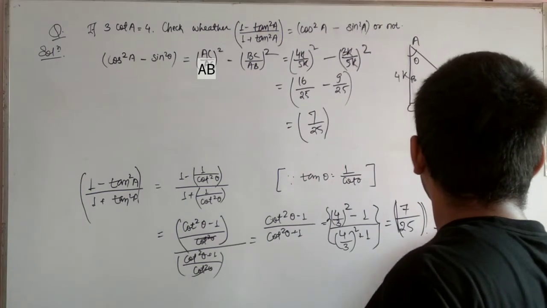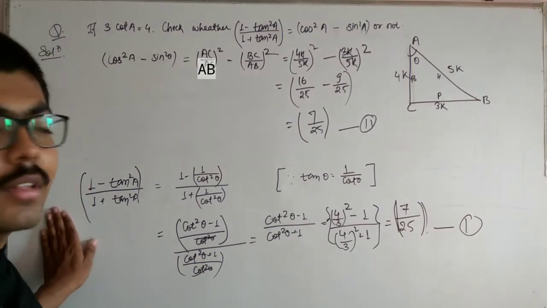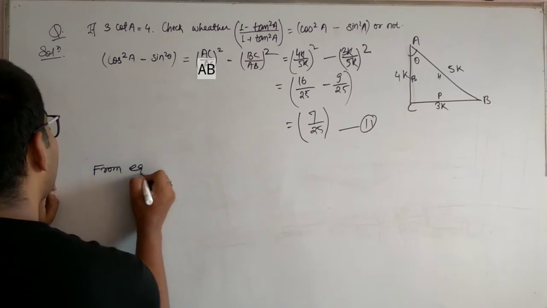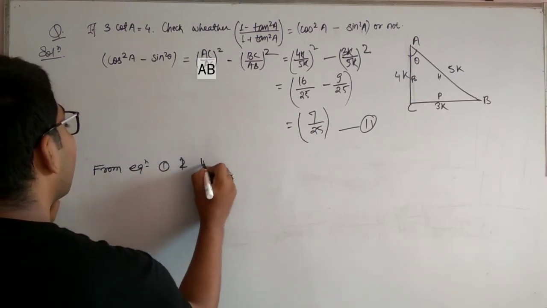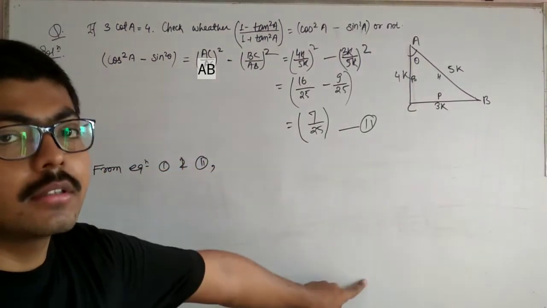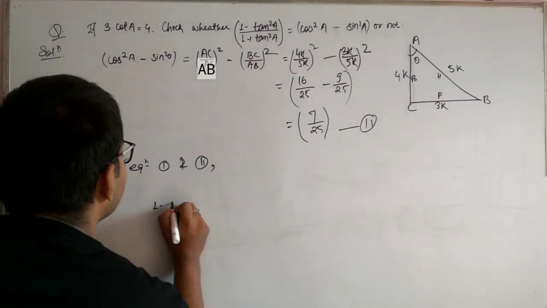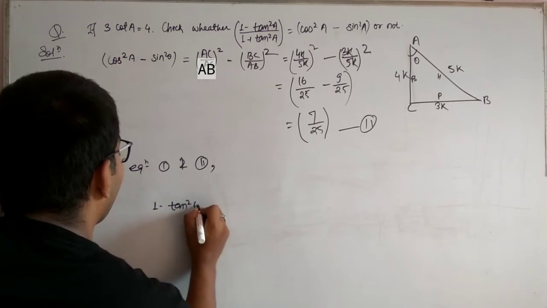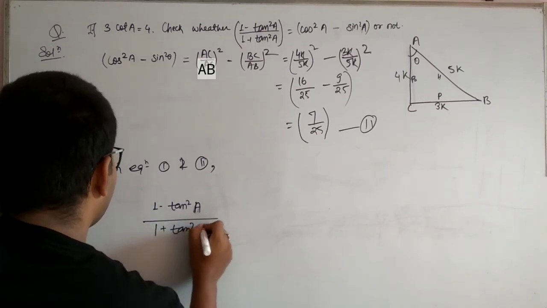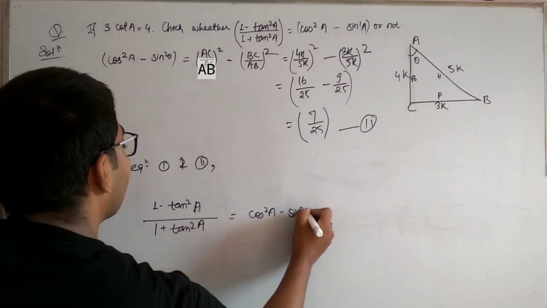We will suppose this as equation 1 and this as equation 2. Everyone please take a screenshot. Now from equation 1 and 2, we find that both RHS are the same, hence both LHS will also be the same. So 1 minus tan square A upon 1 plus tan square A is equal to cos square A minus sin square A.